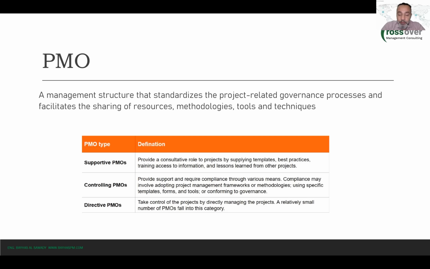Sometimes they're called the PMO manager or the PMO director. So he's a manager. He's probably most of the time a director, because the PMO director usually reports directly to the CEO. So they are at the director level, which is a little bit higher than the manager level. Okay.